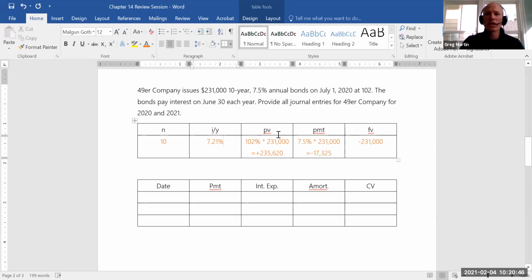And so I always want to think, from 49er Company, where are the economic flows? Today, the present value, they're receiving cash. So I want to make that a positive economic flow. Whereas with their payments and at maturity, they are making a payment. And so that's why I make those a negative. And it just helps me make sure that I keep everything on track. Okay, thank you. Could you get it right without doing that? Yes, you could. I do think you run the risk of making a mistake, though.